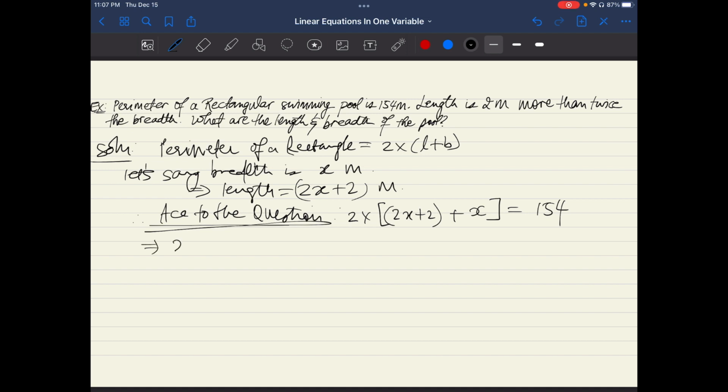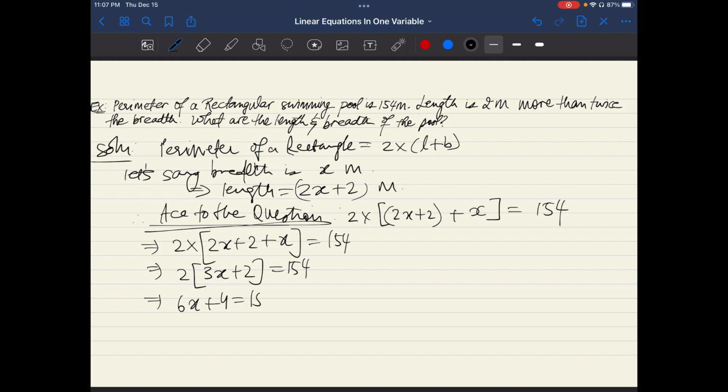So now we will solve this. 2 times 2x plus 2 plus x equals 154, which means 2 times 3x plus 2 is 154, which means 6x plus 4 equals 154. 6x is 150, and x is 150 over 6, which is 25.